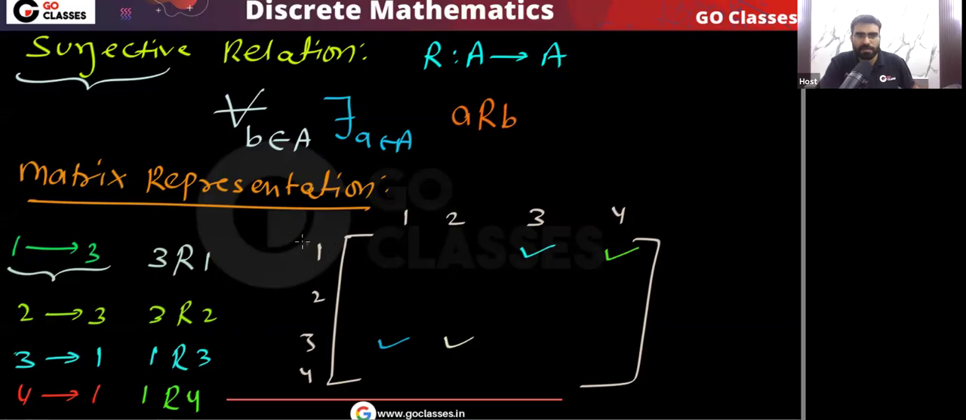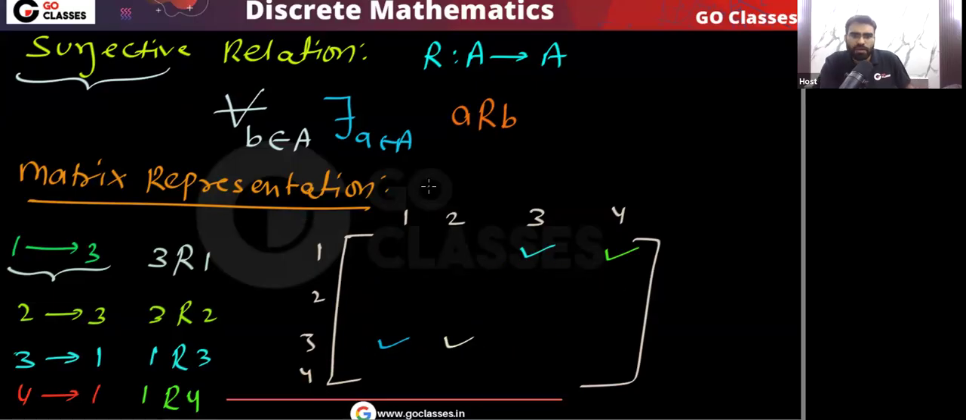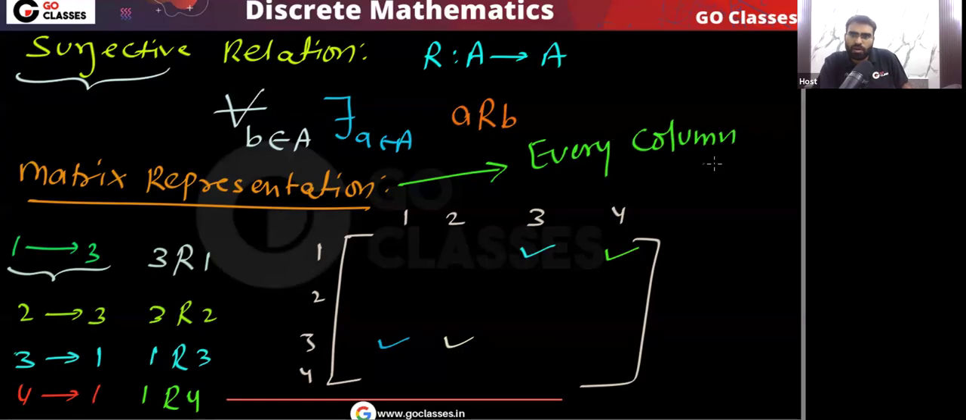Now you tell me one thing. In the matrix representation of a surjective relation, can I say every row will have a tick mark, or can I say every column will have a tick mark? What can I guarantee? Can I say every row will have a tick mark? No, I can say every column will have a tick mark. So the matrix representation means every column has at least one tick mark.